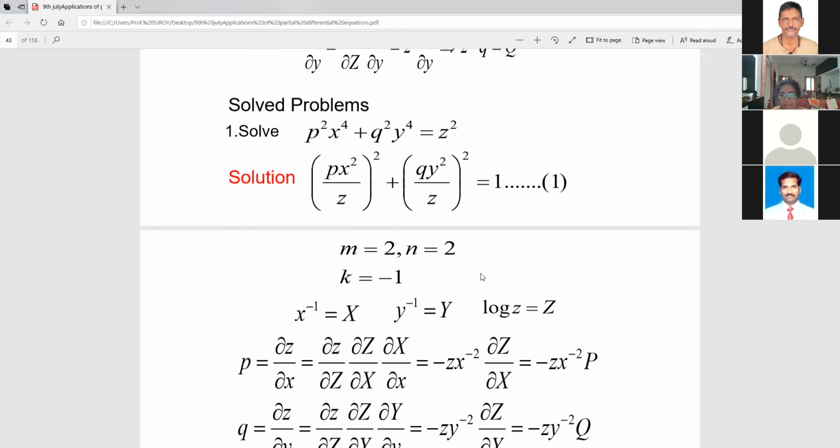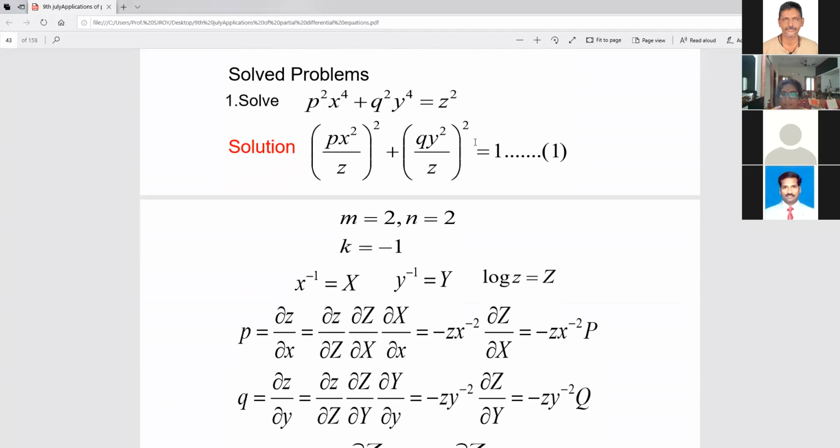See, this is the one. So once you have this, p square x power 4 plus q square y power 4 equal to z square, I made it into this form. So at a time, all transformations I can apply, in the sense for x, y, z we can also do separately, but if you do this, there is an advantage. We'll get some function of only p and q. Okay, so that is the advantage.